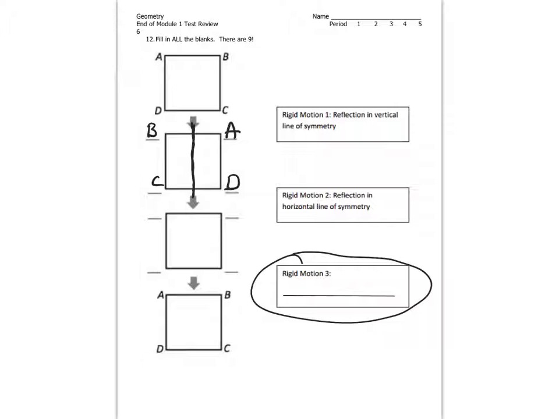And for the next part, we have rigid motion 2, which is reflection in the horizontal line of symmetry. So that's going to be this one. That means B and C are going to switch, and then A and D are going to switch.